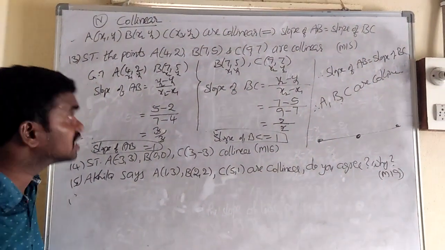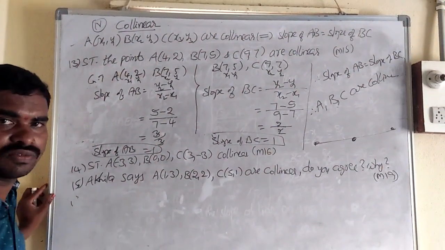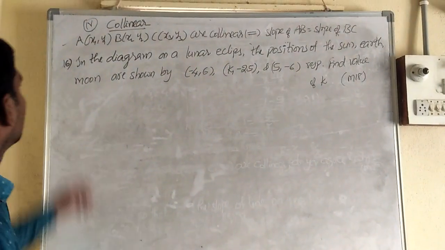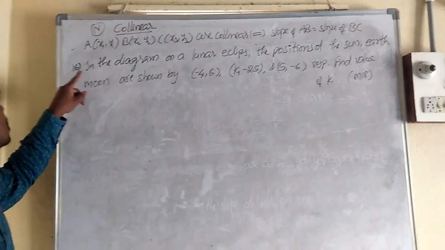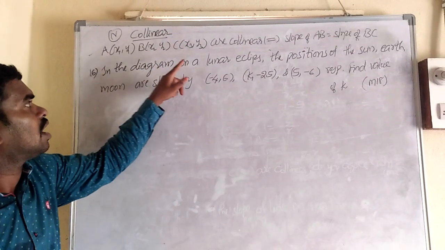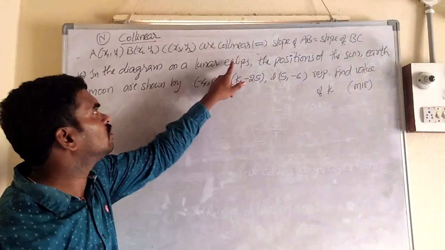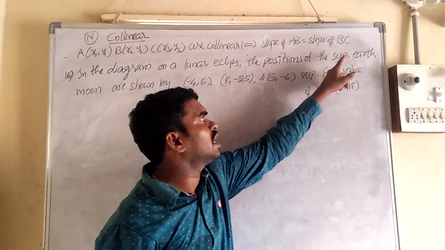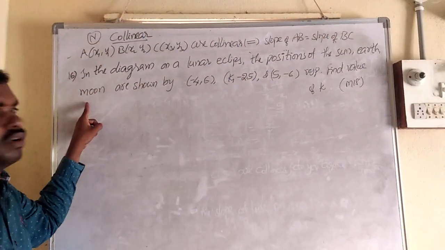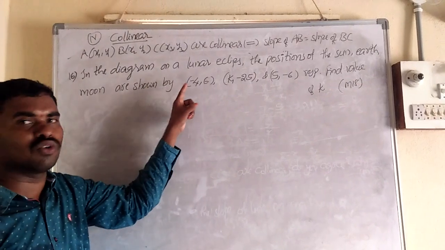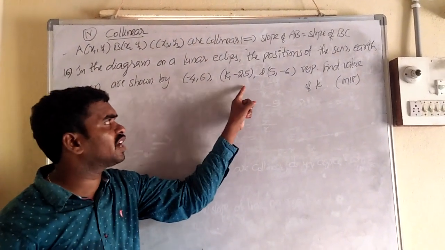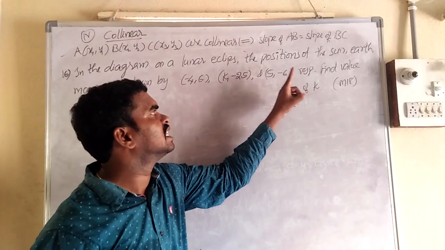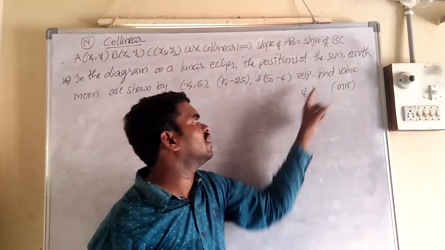And the last question in this collinear concept. Next, in the diagram on a lunar eclipse, the positions of the sun, earth, moon are shown by (-4, 6), (k, -25) and (5, -6) respectively. Find the value of k.